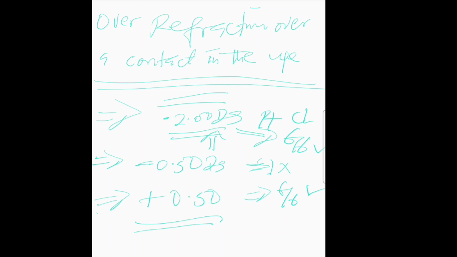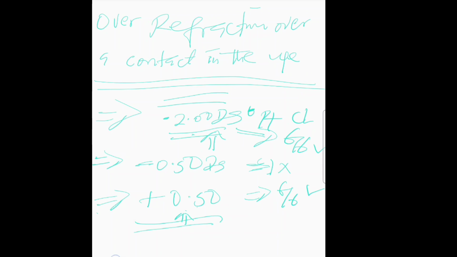So what now happens is that you have to refine this prescription so that the patient will be very comfortable on the contact lens. After this over refraction, you have to tweak this prescription so that the patient will see better. So what will now happen? Your over refraction result is this plus 0.50. This is the over refraction result. So the refinement you will now do is to add this 0.50 to this prescription.